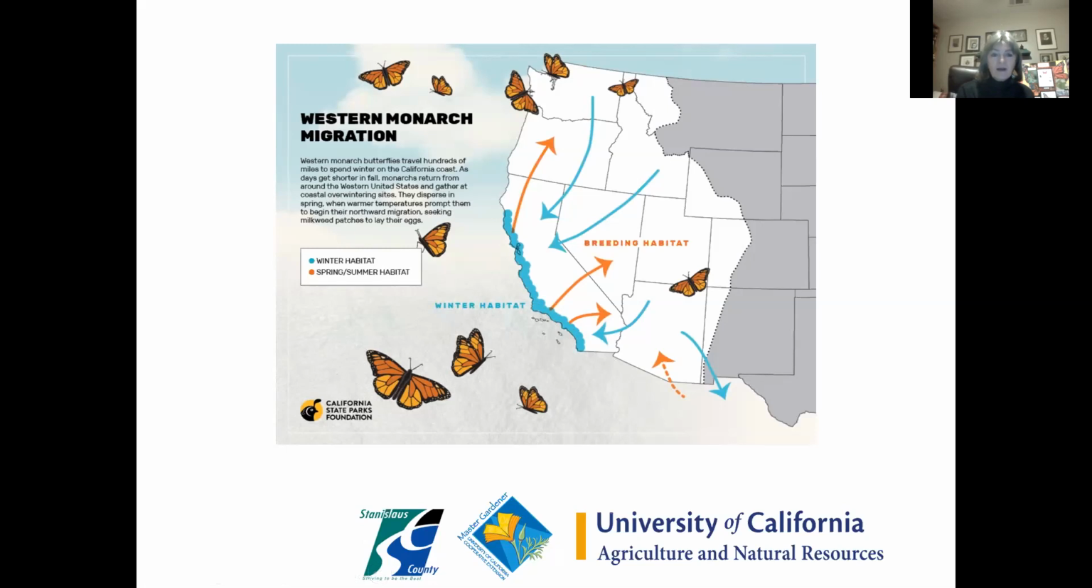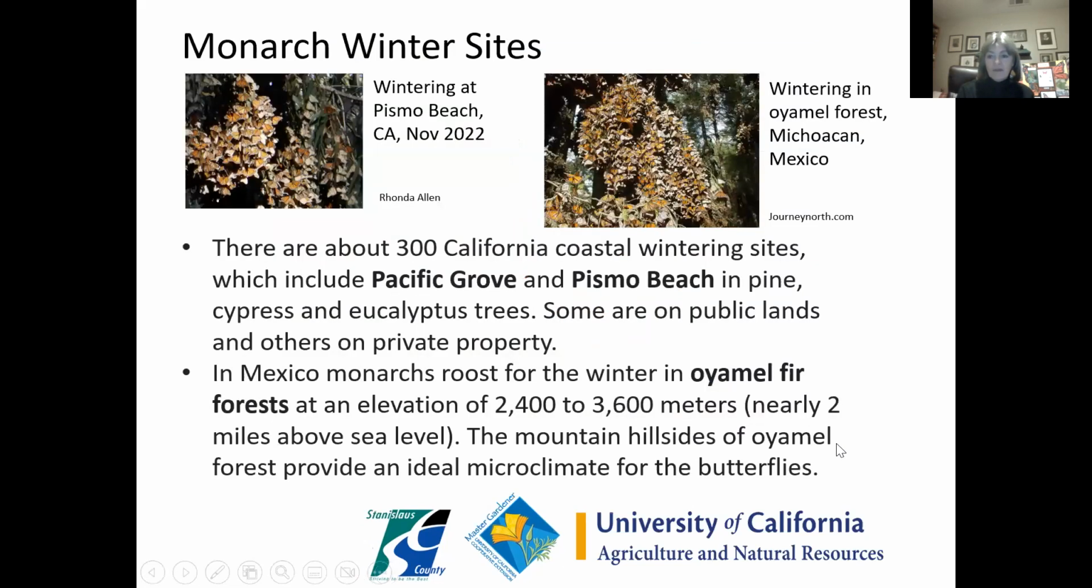But they have started keeping track along our coast and keep doing number counts every year. Usually Thanksgiving, they do a count because that's the time when most all the butterflies would have arrived by Thanksgiving. Two of the most famous are Pacific Grove and Pismo Beach. I have been at both. Pacific Grove is a little bit smaller.